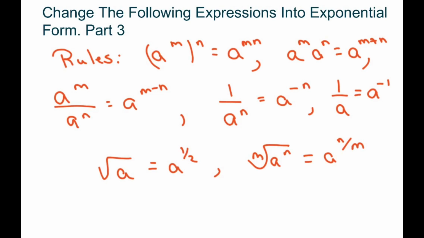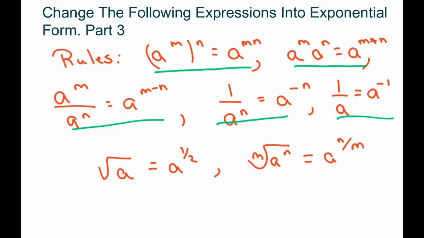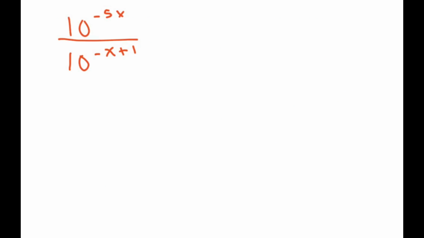Everyone, we're going to change the following expressions into an exponential form. This is part 3. Here are basically your rules: the power property, product property, quotient property, inverse properties, and changing from radical to rational properties. Okay, so basically, we're going to use the quotient property here and write a single base.